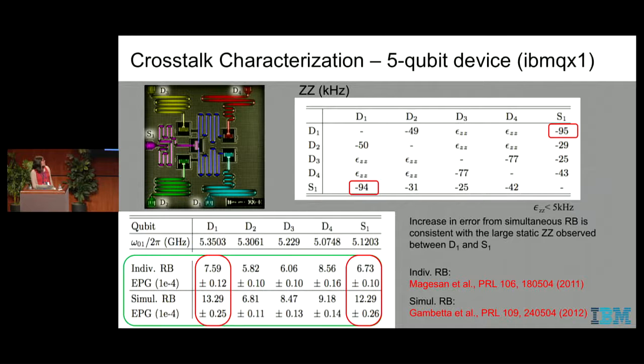What I want to show is, comparing this row and this row, the largest change that you see in the error are on D1 and S1. So this randomized benchmarking result is capturing this ZZ, the high ZZ that I have between the pair. This is one method of looking at crosstalk on a multi-qubit system. So what are other things that we could look for?